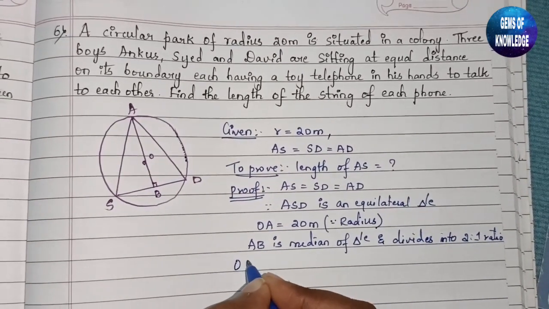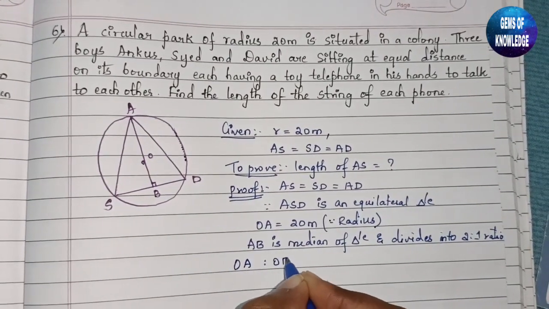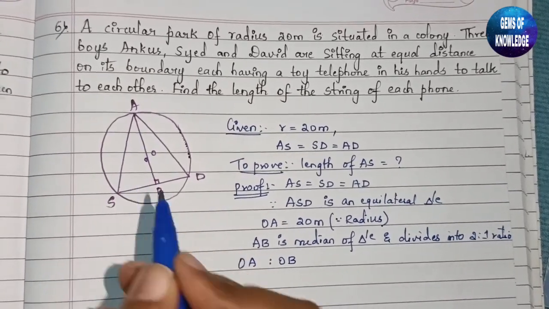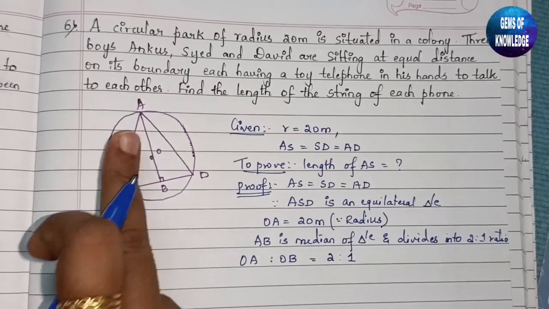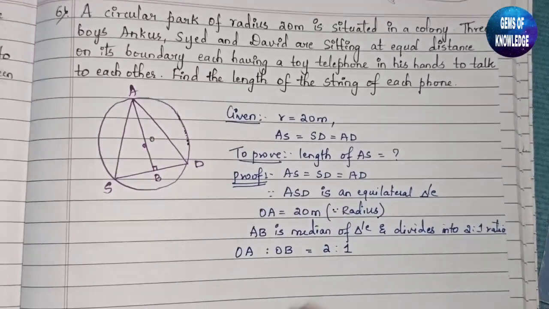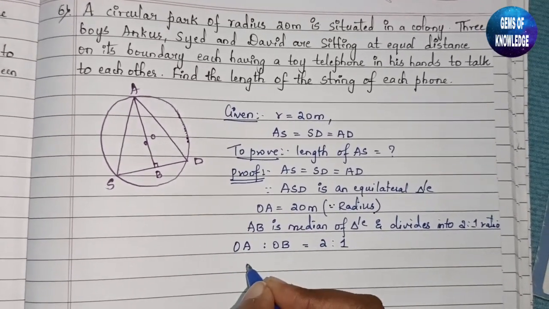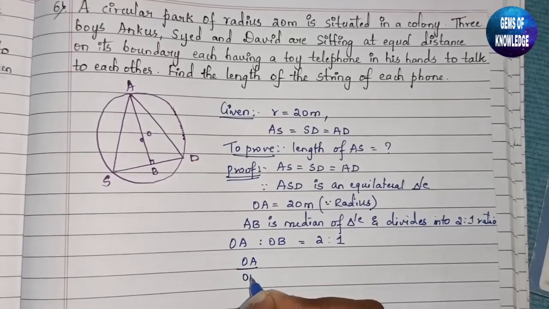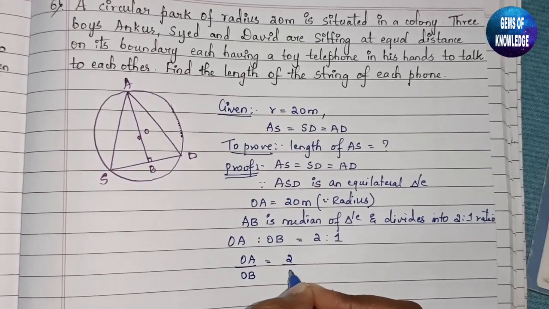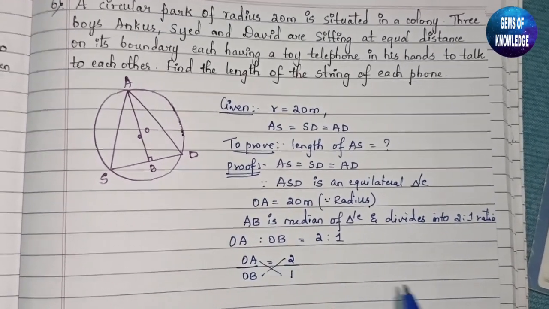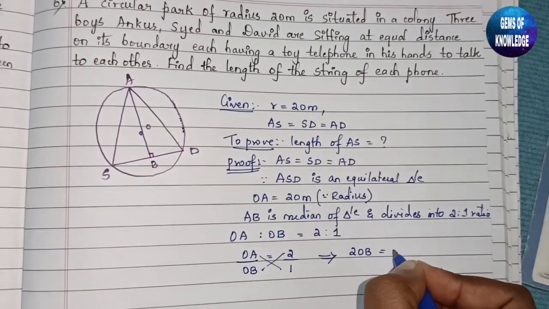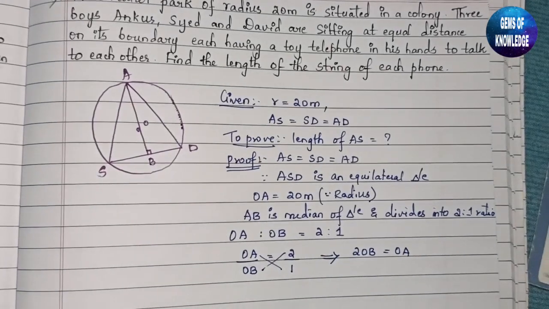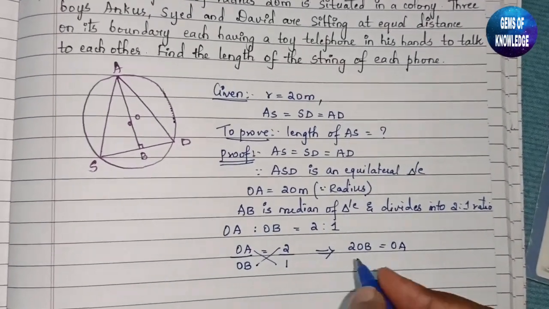So we can write OA is to OB equals 2:1. This OA is 2 times, whereas this OB is only 1 time. So now we can write OA divided by OB equals 2/1. If we cross multiply, what we will get is 2OB equals OA. Okay, 2OB equals OA.